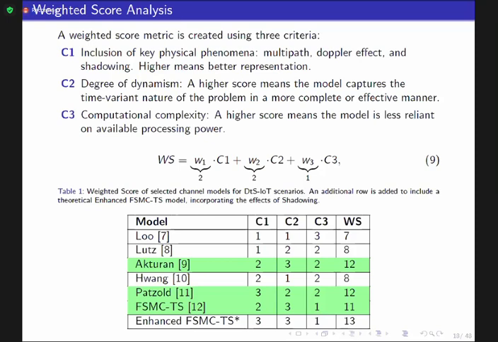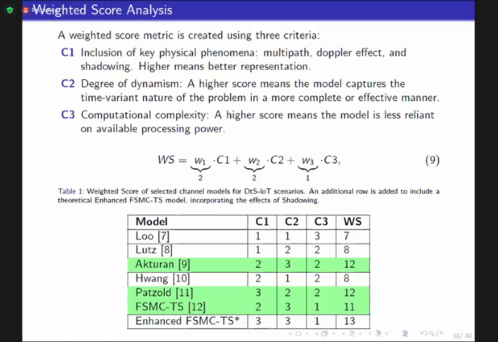So after running each model with the criteria, we get the following metrics that you see on the rightmost column, right? As we discussed previously, each model tends to leave out a single phenomenon, or for example has a very simple representation of multipath and shadowing, such as the case with the Liu and Lutz model. Patzel's model has a very complete representation of multipath, Doppler, and shadowing. This leads to the results in column C1.